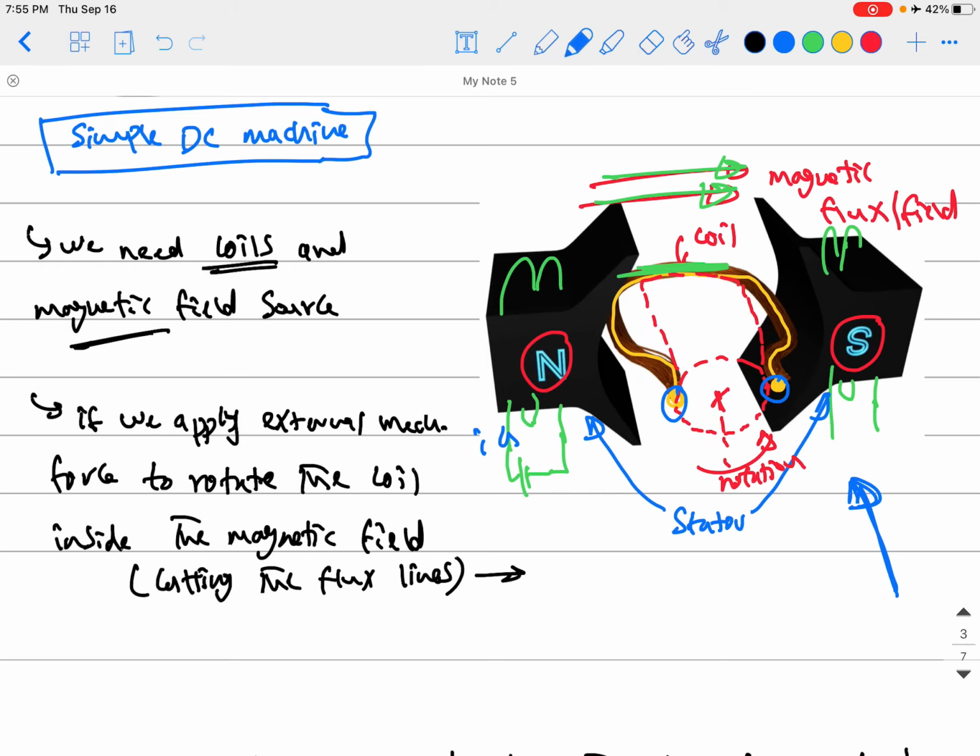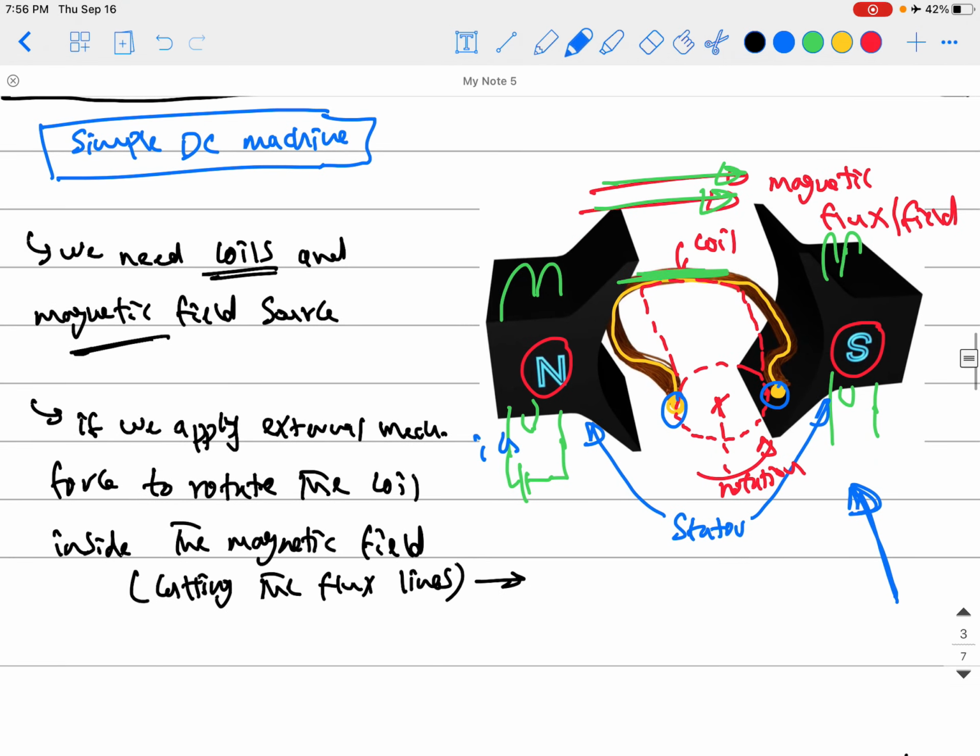If you want to make a generator, then you simply need to have a coil like this that is moved inside a magnetic field, cutting this magnetic field, and then electric voltage will be induced in this coil, and now you have a generator. So you need an external mechanical force to rotate your coil inside this magnetic field, and you will have electricity. If you want to build a motor, then you need to pass electric current into this coil while cutting the magnetic field, and now you will have rotation.